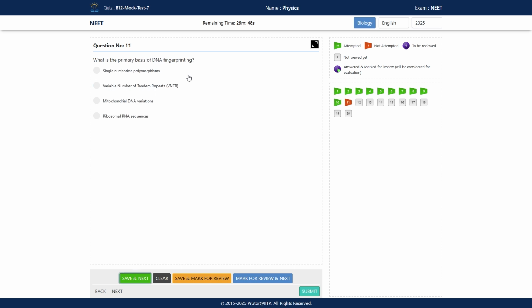Next, what is the primary basis of DNA fingerprinting? Okay, so options are single nucleotide polymorphism, variable number of tandem repeats, which is VNTR, third option is mitochondrial DNA variations, and option number D, ribosomal RNA sequences. What is the correct answer?